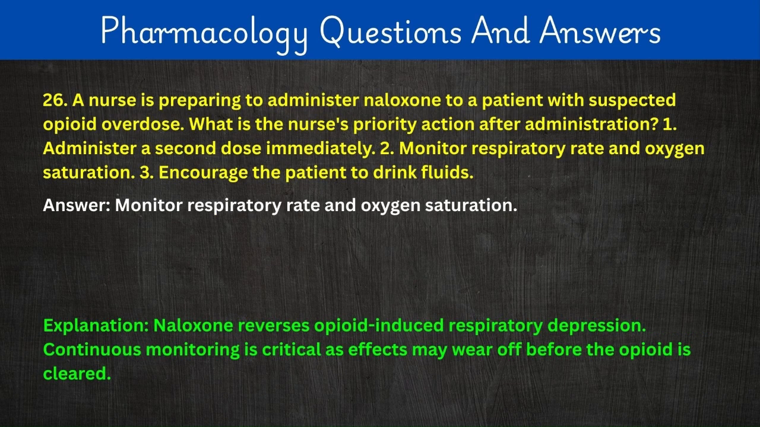26. A nurse is preparing to administer naloxone to a patient with suspected opioid overdose. What is the nurse's priority action after administration? 1. Administer a second dose immediately. 2. Monitor respiratory rate and oxygen saturation. 3. Encourage the patient to drink fluids. Answer: monitor respiratory rate and oxygen saturation. Explanation: naloxone reverses opioid-induced respiratory depression. Continuous monitoring is critical as effects may wear off before the opioid is cleared.